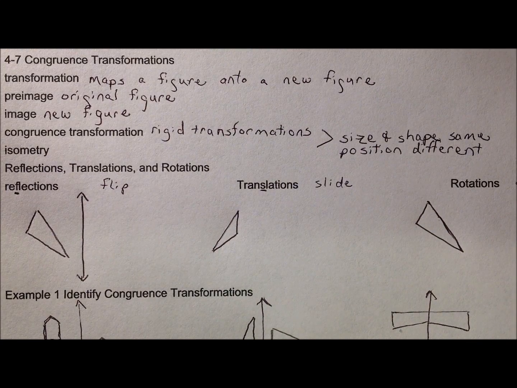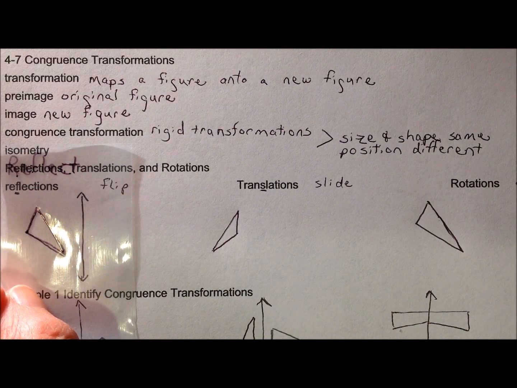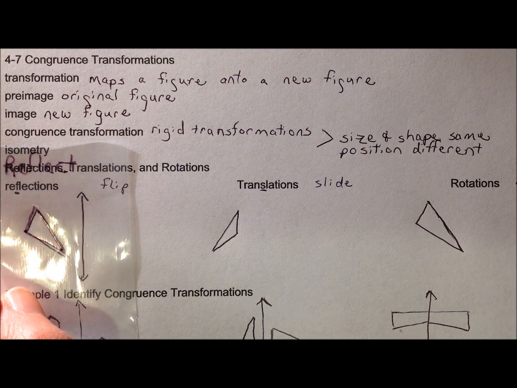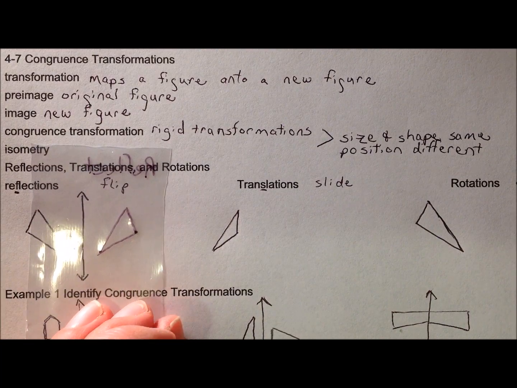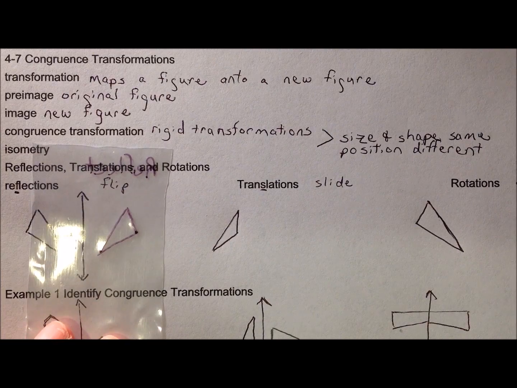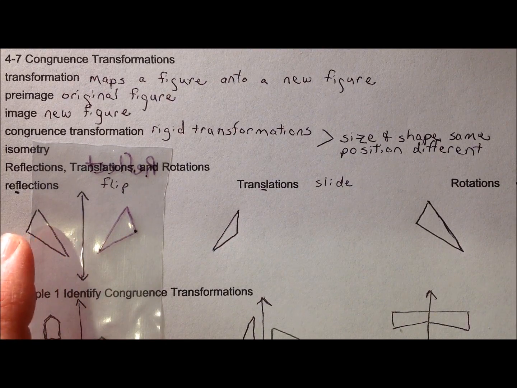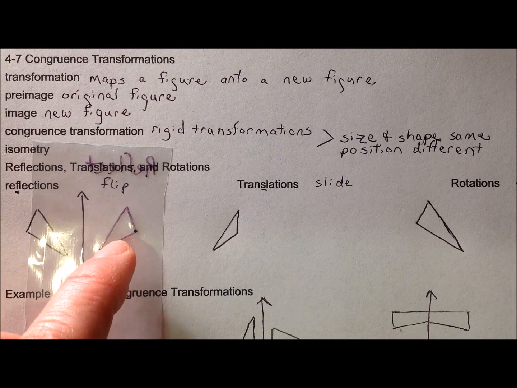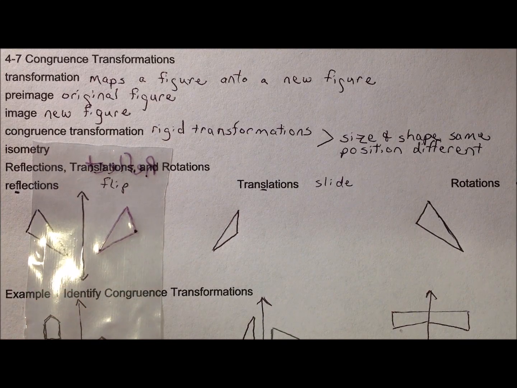So to look at a reflection, if we have this triangle here, and I've drawn one that's the same size and shape, pretty much so. If we flip it over a line, and in this case we have a vertical line, we have its reflection. So there is our pre-image. This is our new figure, our image, and they can be mapped onto each other.